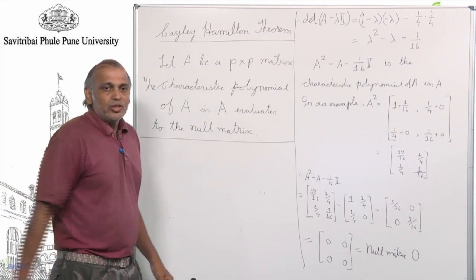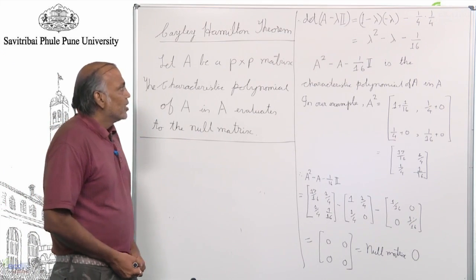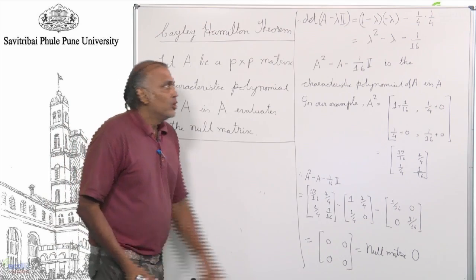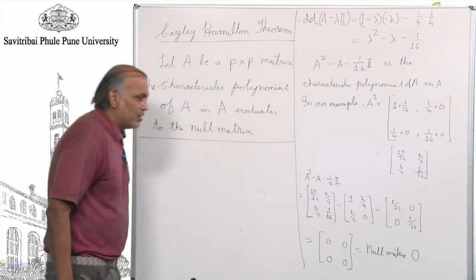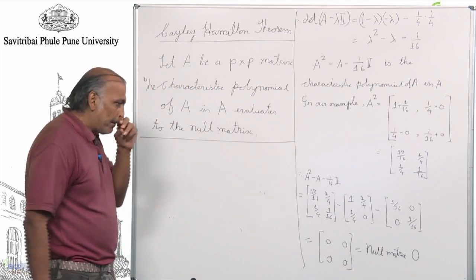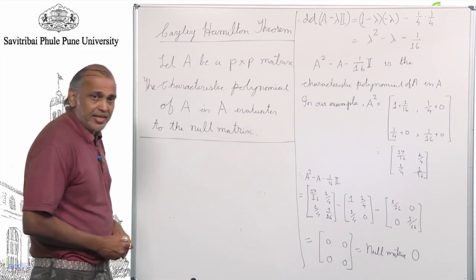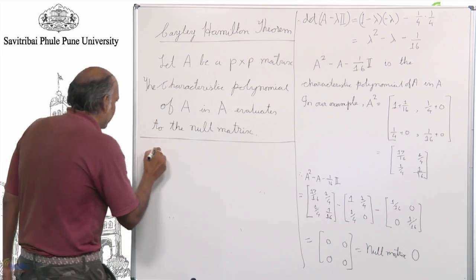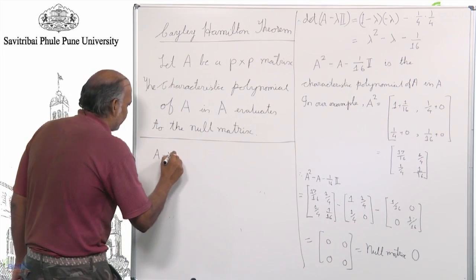Let us come back to the characteristic polynomial of A in lambda. The expression which you see here is the characteristic polynomial of A in lambda. It's the determinant of a matrix. What kind of a matrix is that of which the determinant is being taken? The matrix is A minus lambda I.